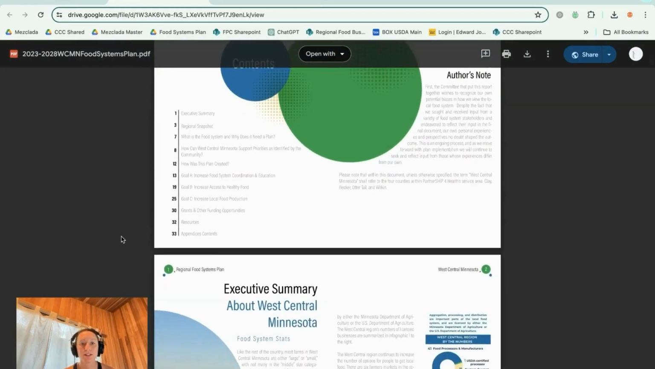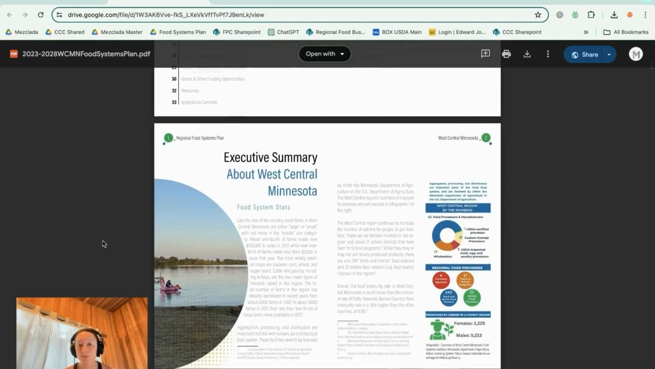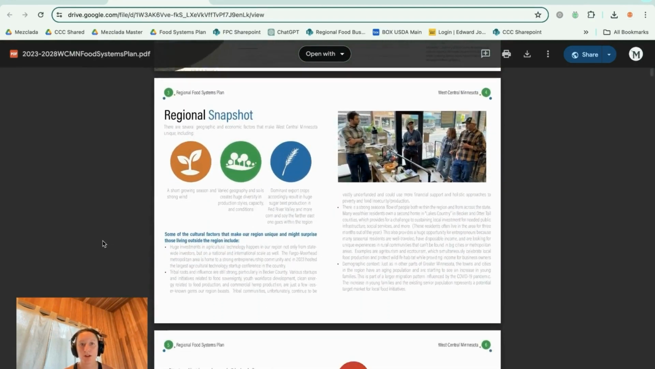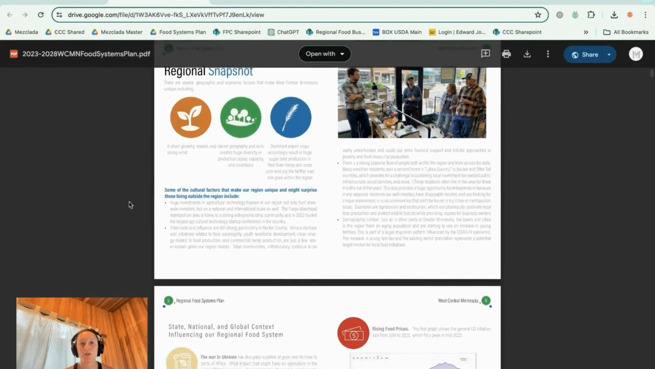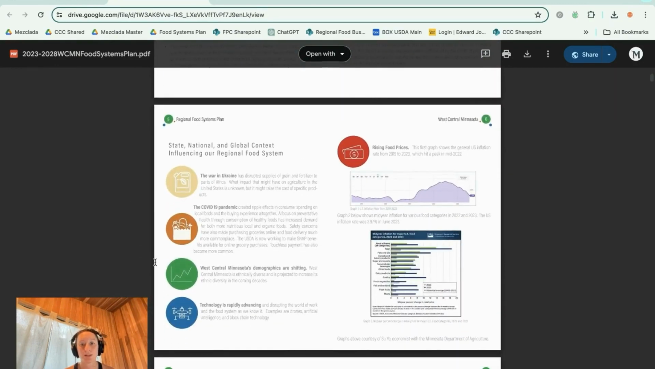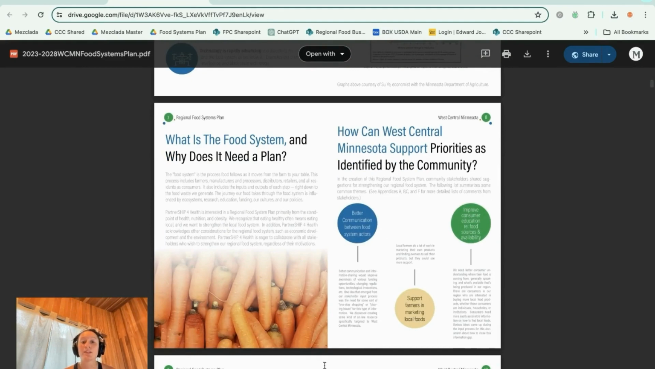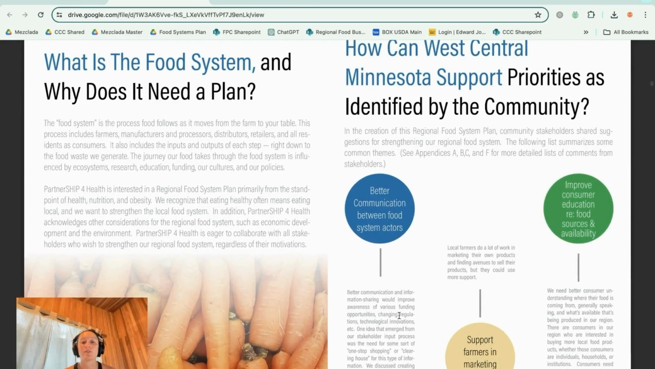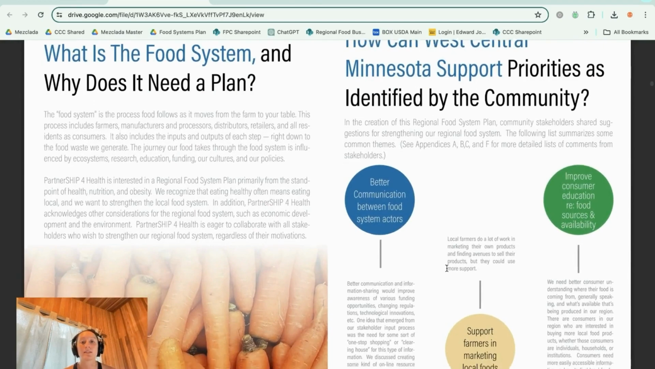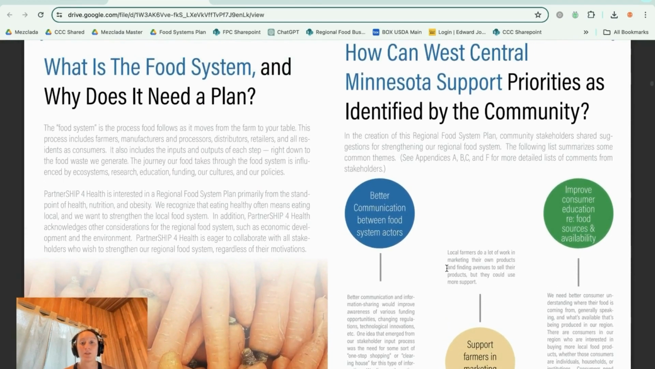And as you go into this, what you'll find is, we've got a summary like any other kind of report. We talk a little bit more about the region specifically and some of the context that we're operating in both locally and globally. And then what we did was we identified 8 priorities that came out of this planning process, asking specifically from the community what they felt was most important and needed.